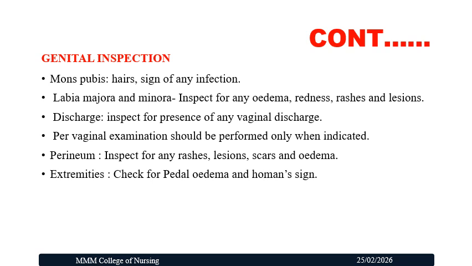Inspection. Coming on to the genitalia inspection. Mons pubis: hairs and signs of any infection. Labia majora and minora: inspect for any edema, redness, rashes and lesions. Discharge: inspect for presence of any discharge in the vaginal region. The per-vaginal examination should be performed only when indicated. Perineum to be inspected for any rashes, lesions, scars and edema. Extremities have to be checked for pedal edema and Homan's sign.